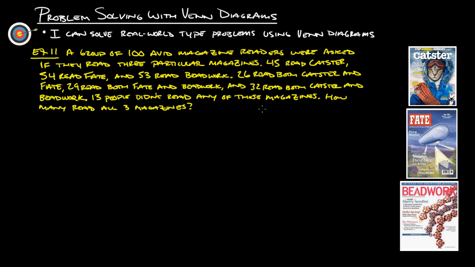13 don't read any of these magazines. How many read all 3 magazines? So this is a tougher one. This has got 3 different things that we need, so we're going to have to do a triple Venn diagram on this one.